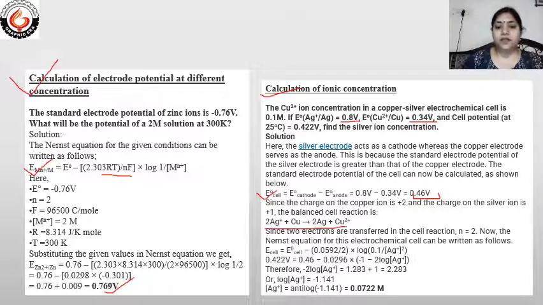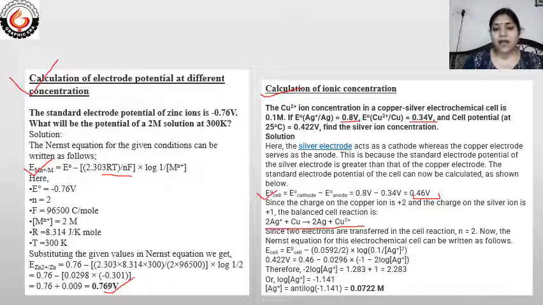Here this one is the overall reaction, where, as we know, oxidation occurs and reduction occurs. The oxidation occurs at copper and reduction occurs at silver. So obviously Ag+ will be converted into Ag and copper will be converted into Cu2+. Here in case of copper the oxidation occurs and in case of silver the reduction occurs.